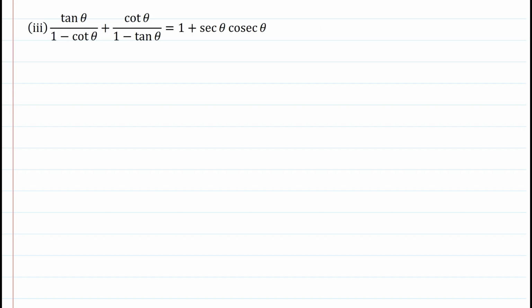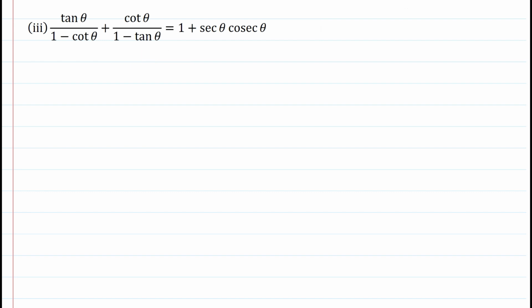Let's see question number 4, subdivision 3. The question says simplify tan theta by 1 minus cot theta plus cot theta by 1 minus tan theta, that equals 1 plus secant theta and cosecant theta. Okay. Now, if you convert this to sine and cos, then we can simplify this easier.